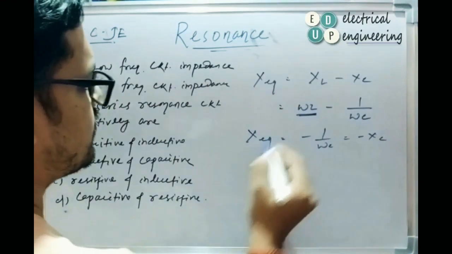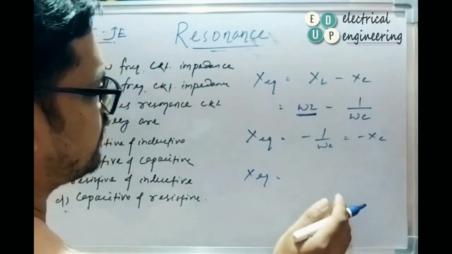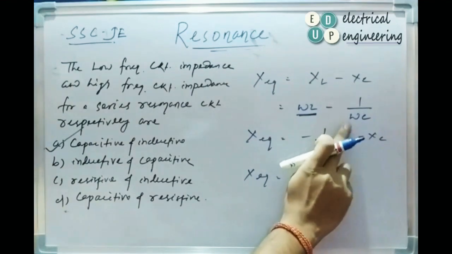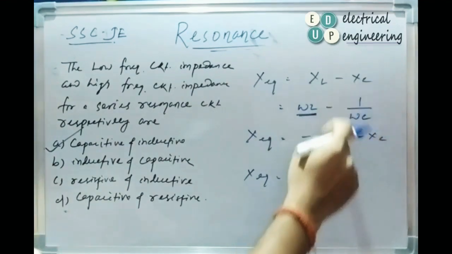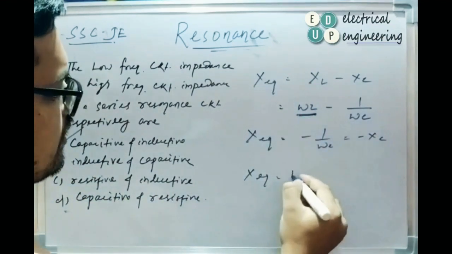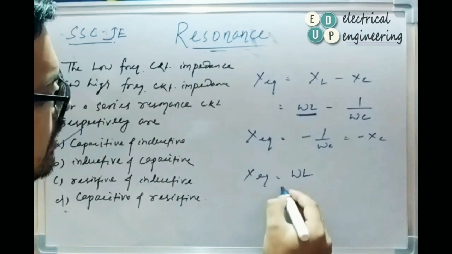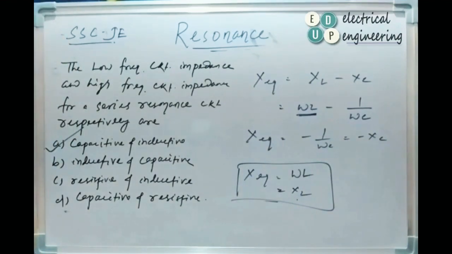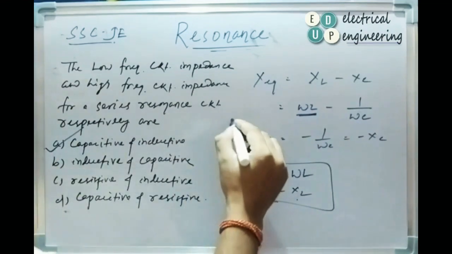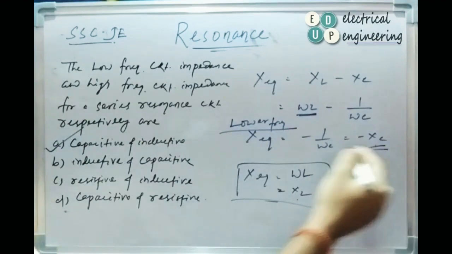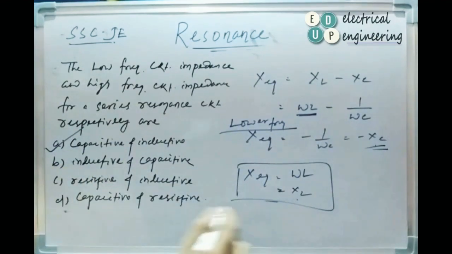At higher frequencies, the 1 by omega C term will be lower because frequency is in the denominator. So frequency will be higher, meaning this fraction will become lower. So we consider only omega L, that means XL. So X equivalent becomes XL. It is inductive. So at lower frequencies, the circuit acts as capacitive, and at higher frequencies, the circuit acts as inductive.